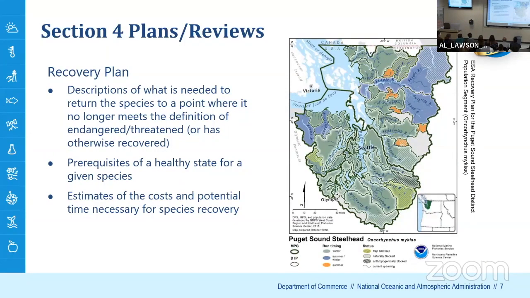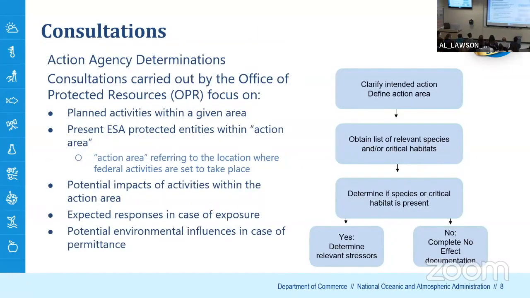So this is Puget Sound steelhead. It's one of the species that I worked on. There was a long list of them, and I just started at the top and went as far as I could in the time allotted. Recovery plans will be a description of the location and what's called an evolutionarily significant unit, ESU, or word soup. But it'll give the prerequisites for a healthy state of a given species, and we'll try our best to adhere to that.